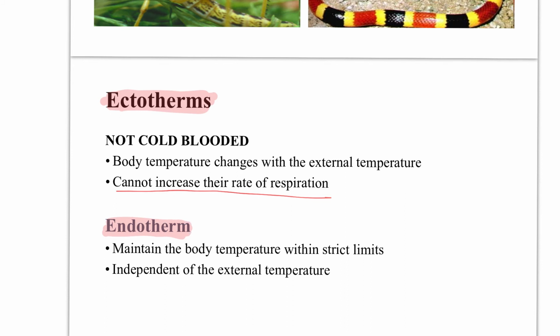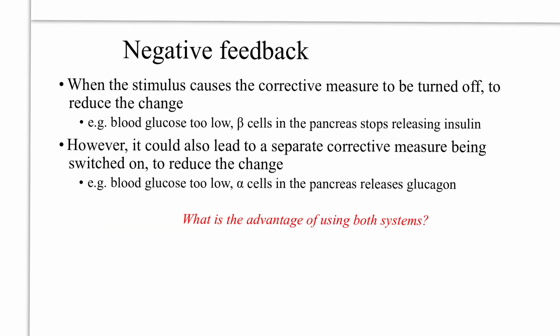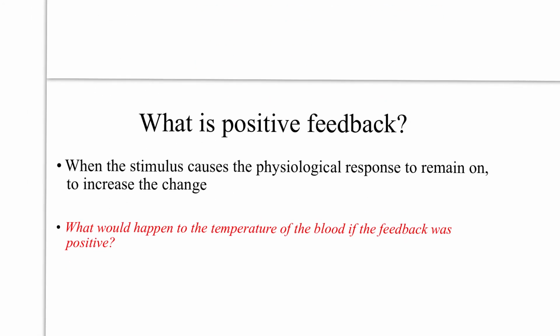Now, ectotherms aren't powerless. They have other ways of keeping themselves at the correct temperature. So they are more likely to show behavioral adaptations like basking or burrowing and seeking shade in order to maintain their body temperature. So just a quick recap. Negative feedback is when the stimulus causes the corrective measure to be turned off to reduce change, whereas positive feedback is when the stimulus causes the physiological response to remain on to increase change.